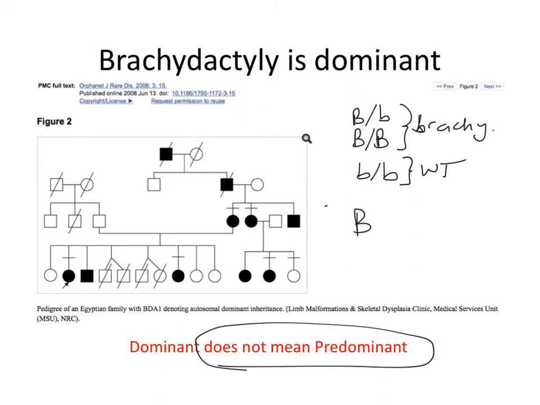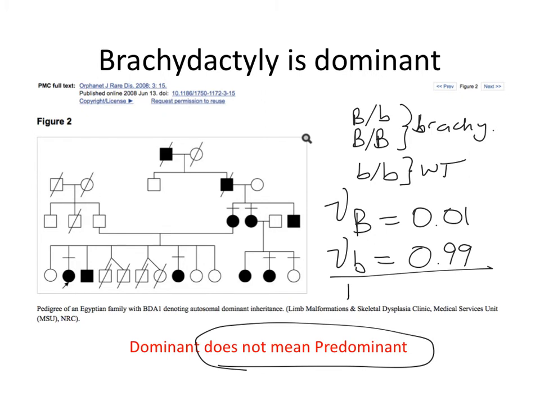But if the frequency of capital B is, in this room, let's say it's 0.01, let's say one individual in 100 has a brachydactyly allele, then what's the frequency of the little b's? 0.99, because frequencies have to add to 1.